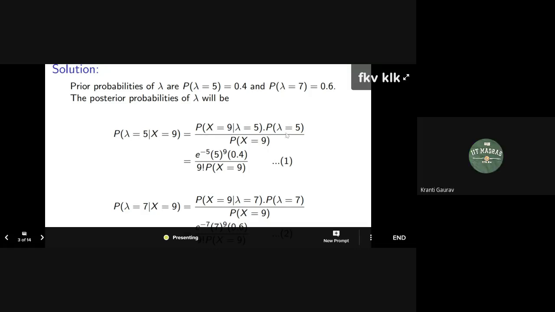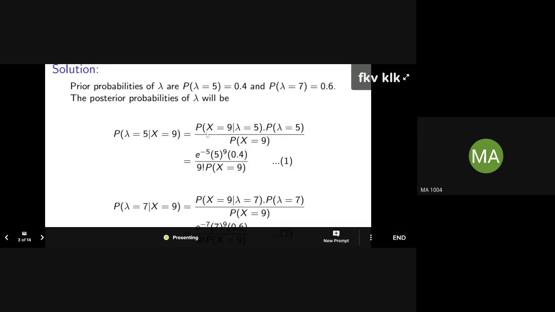Then you use the Bayes rule. If you use the Bayes rule, it becomes probability x equal 9 given lambda equal 5, into probability lambda equal 5, divided by probability x equal 9, right? Probability lambda equal 5 is already given to you.